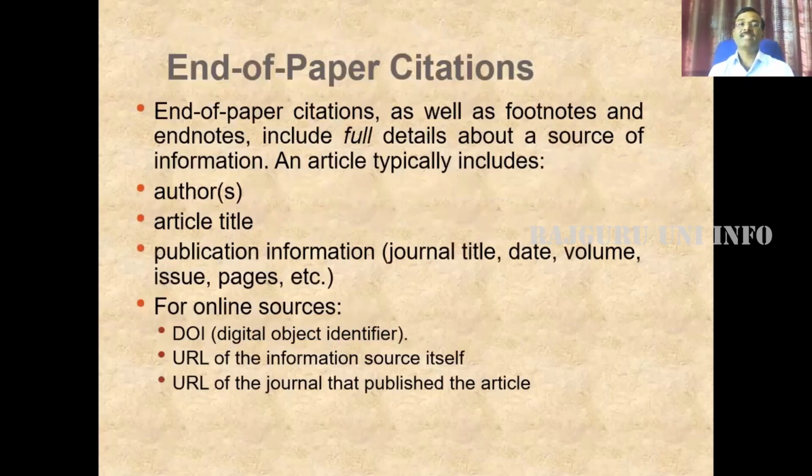Also, we will find end of paper citations, and usually these end of paper citations are going to be presented in the form of footnotes or endnotes, and are going to include the author's name, article title, publication information including journal title, date, volume, issue, pages, and many more here. And for the online sources, we are going to take the digital object identifier, which is popularly known as DOI. And also we are going to consider the URL of the information source and even the URL of the journal in which we have published our articles here.